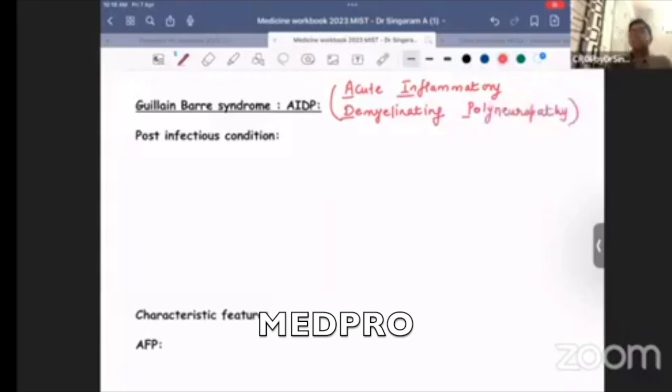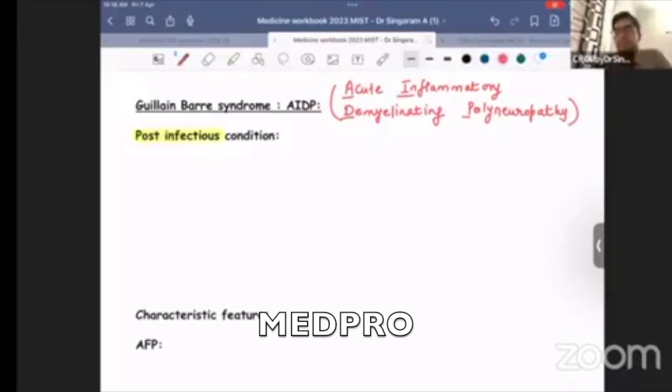Please make a note of this. AIDP, acute inflammatory demyelinating polyneuropathy. Okay, now what is this condition first of all? I have already put a small note about this. It's a post-infectious condition. Please know this, doctors.